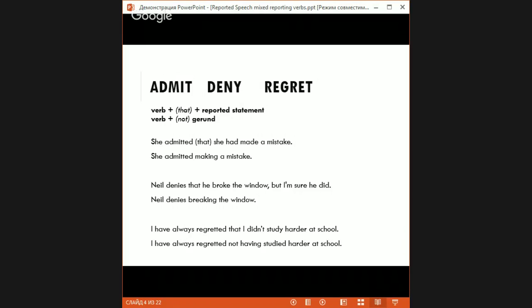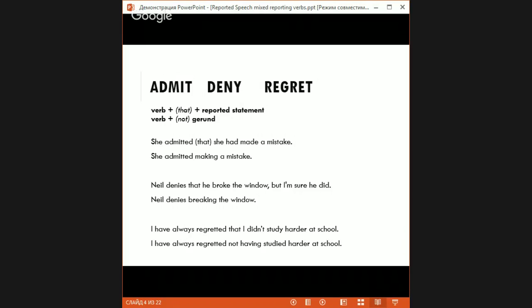The first one, we have a group of 3 verbs, admit, deny, and regret, after which we can use reported statement or gerund. Let's look at the examples. She admitted that she had made a mistake, or she admitted making a mistake. I'm sorry, both the sentences are fine to use. You can even use here perfect gerund. Sorry, she admitted having made a mistake, or just simple gerund.